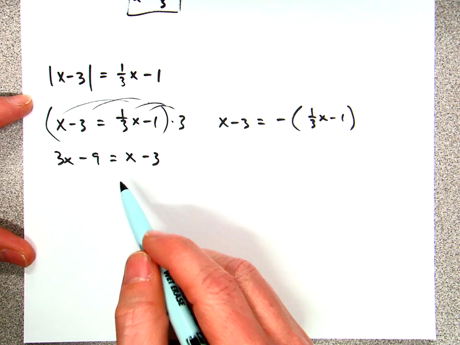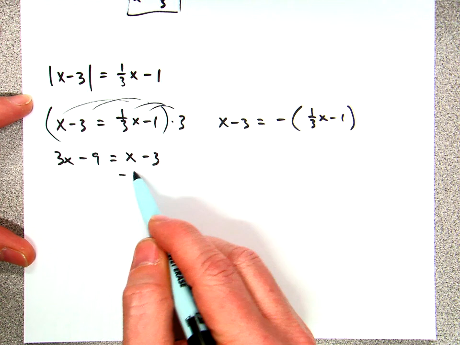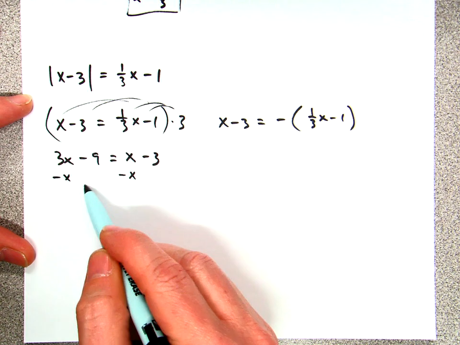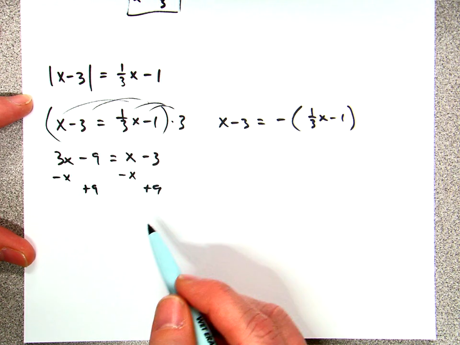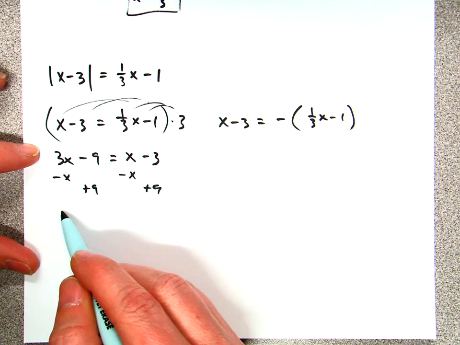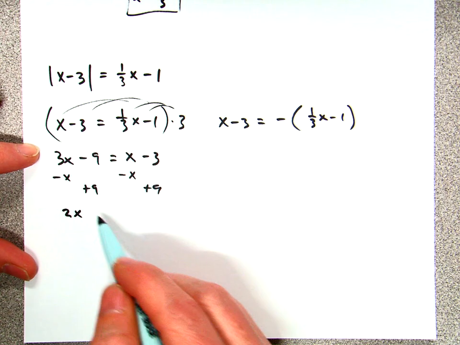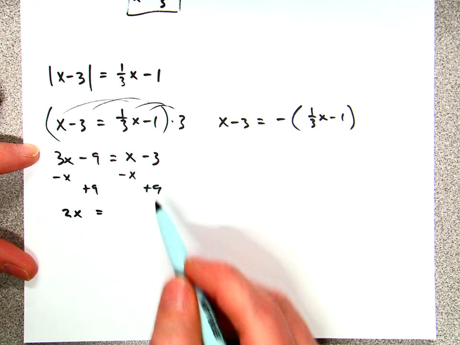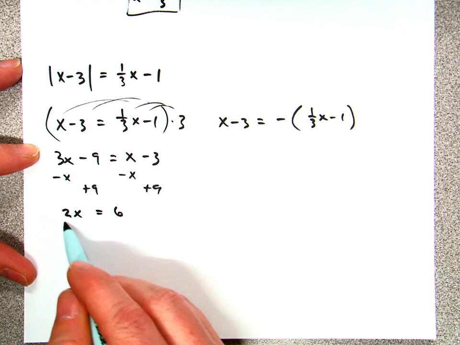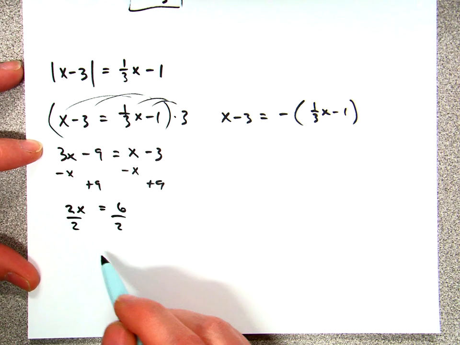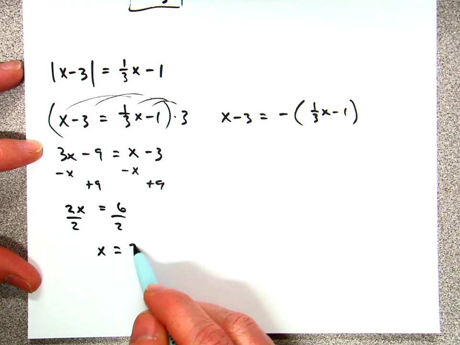So now let's get these x's alone. I'm going to move them all to the left. That means I'm going to add the 9 to the right. So 3x minus x is 2x. Right? Negative 3 plus 9 is 6. And when I divide by 2, I get x equals 3. Right?